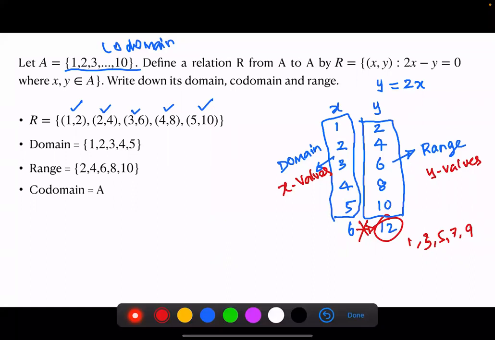So codomain is basically the target set. You can say this is the target set.